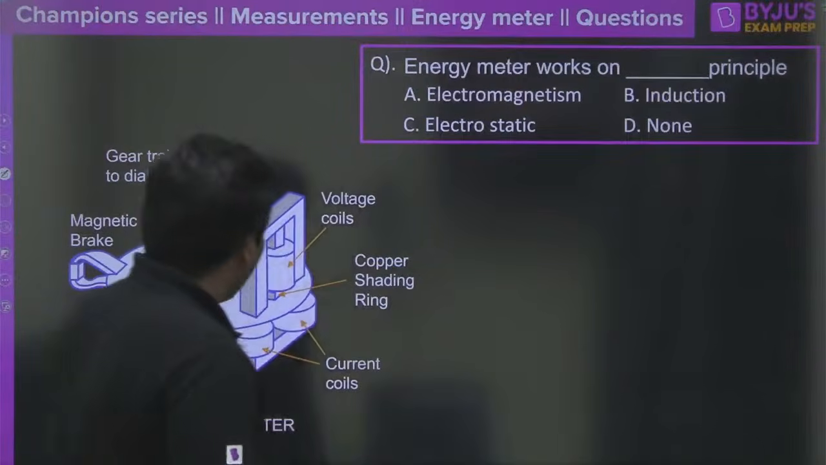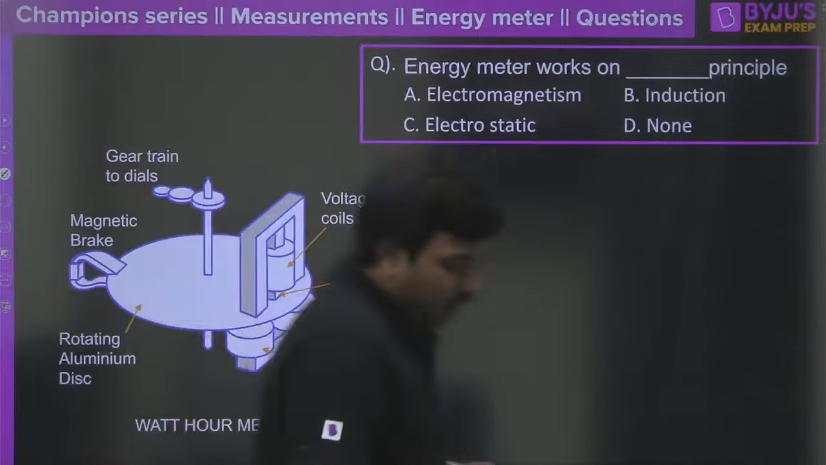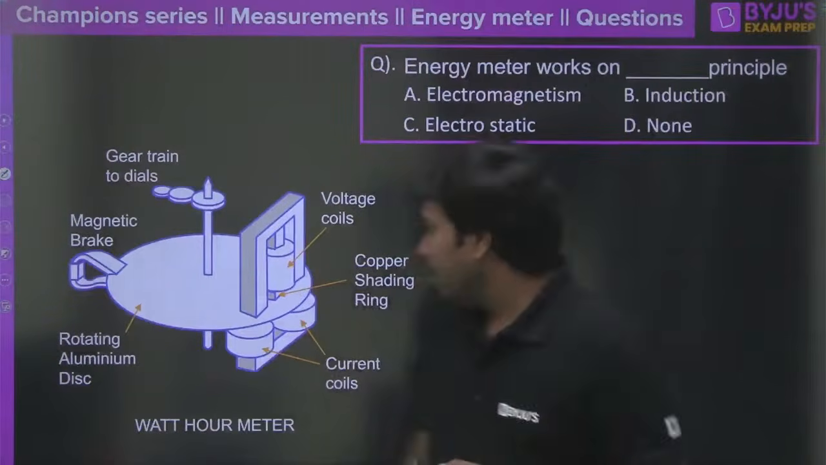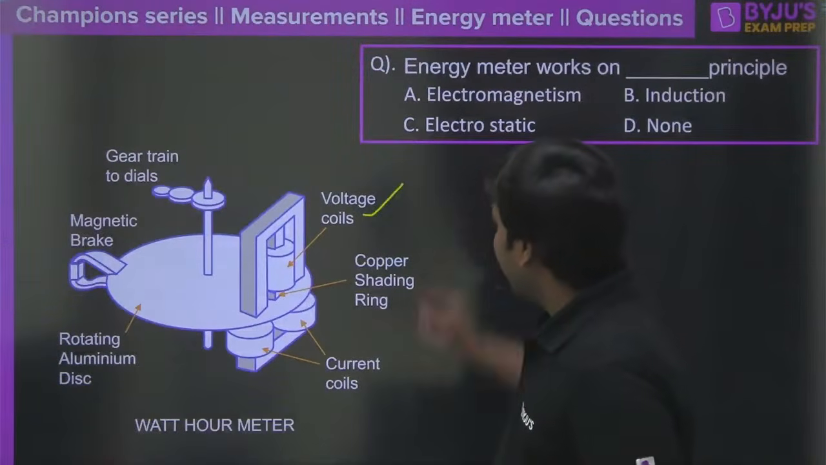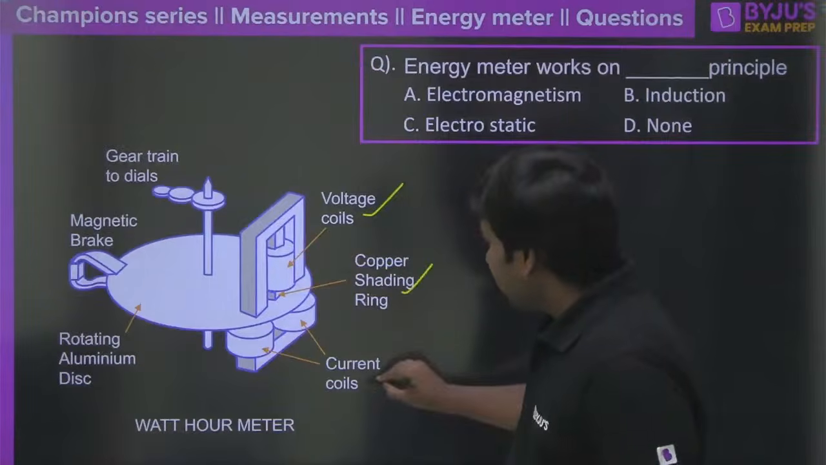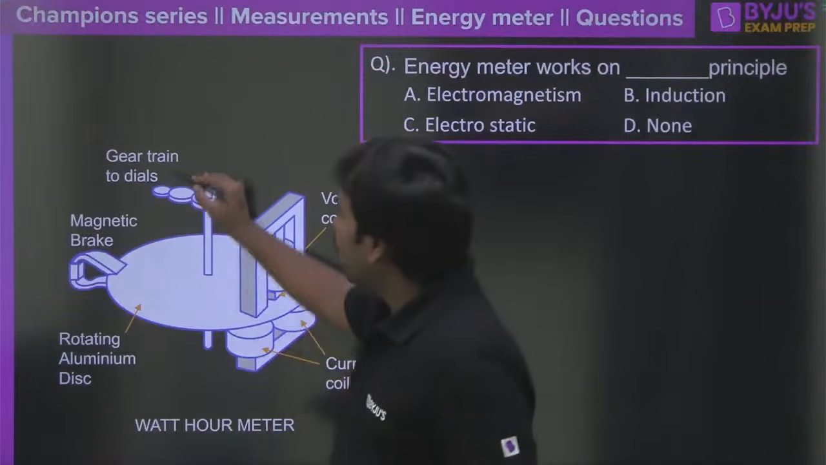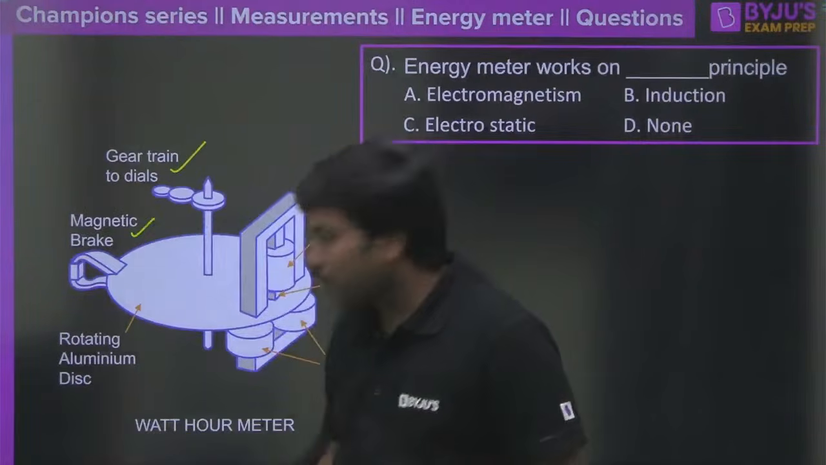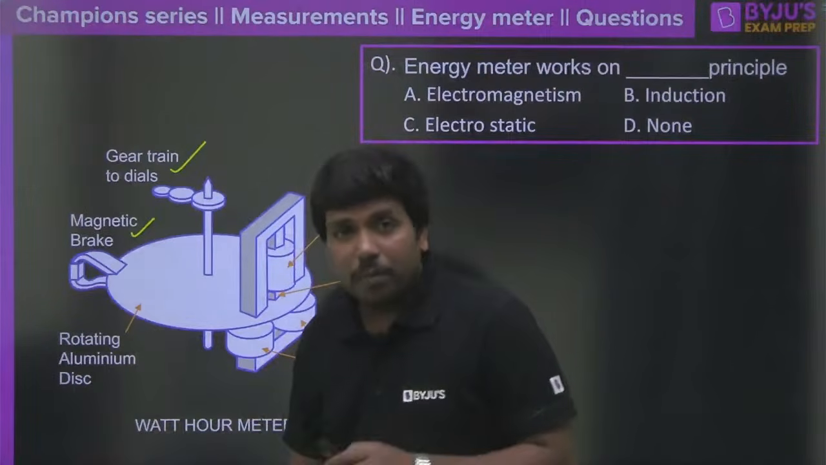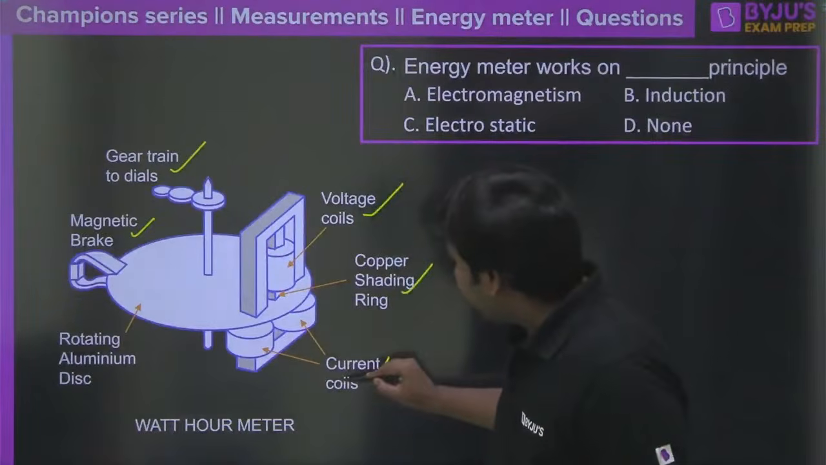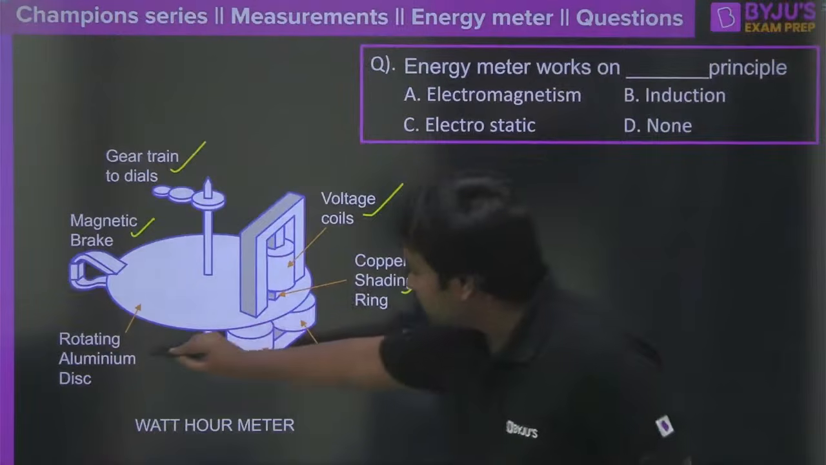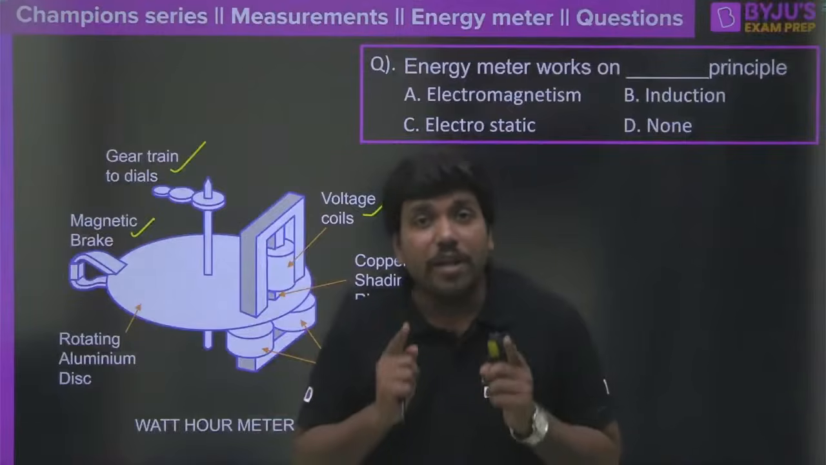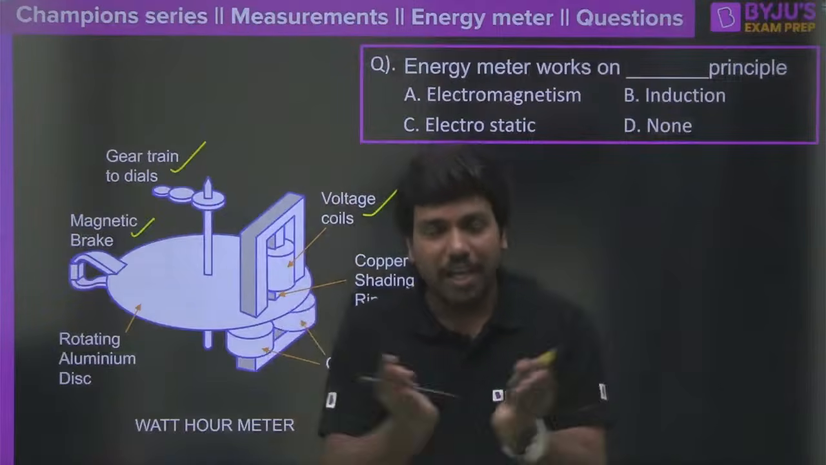So this is how an energy meter looks. There are several elements and components here, right? Starting from the voltage coils and copper shading ring, current coils, and in fact we have a gear train, dials, and magnet brake and all these things. Of course, we have a rotating aluminum disc exactly in between the current coil and voltage coil like this. Clear? And this is a very important part of the whole energy meter.